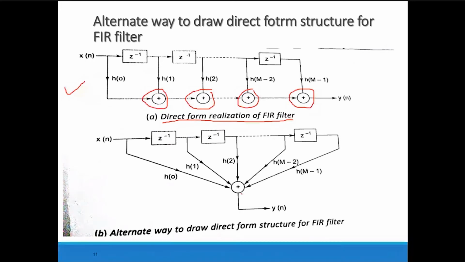So this is one alternate way to draw a direct form structure for an FIR filter. Instead of 2-input adders, we are using an n-bit adder, or you can say here an M-input adder. It will add the values from h0 to h of M minus 1 and produce the same result y of n. Here you can compare that x of n is first multiplied with h0, then added.